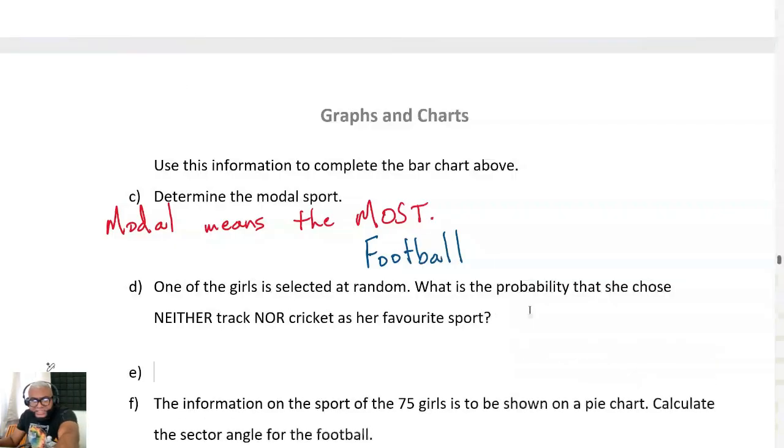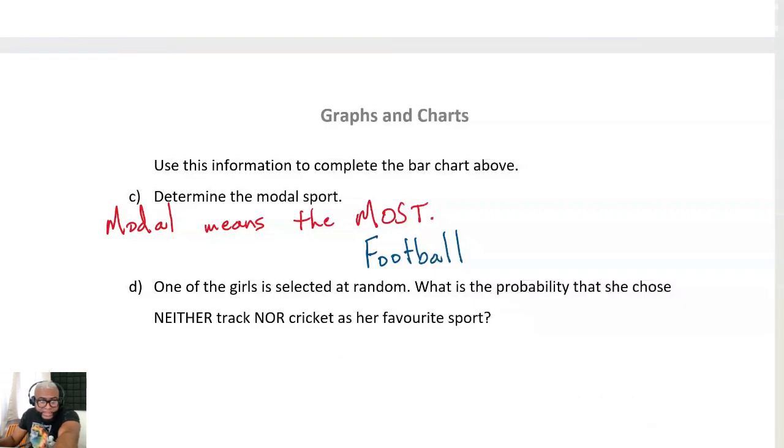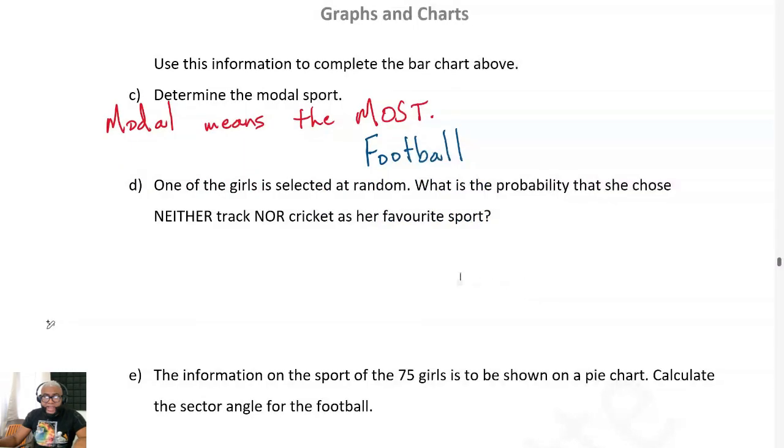One of the girls is selected at random. What is the probability that she chose neither track nor cricket as her favorite sport? So I want to give you all the definition for probability one time, because as we bounce up these words, we'll do the definitions one time, right? Okay?